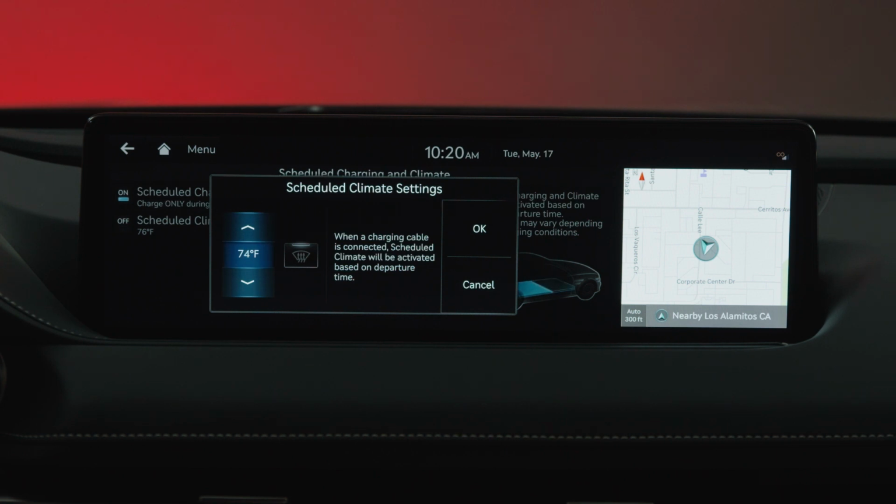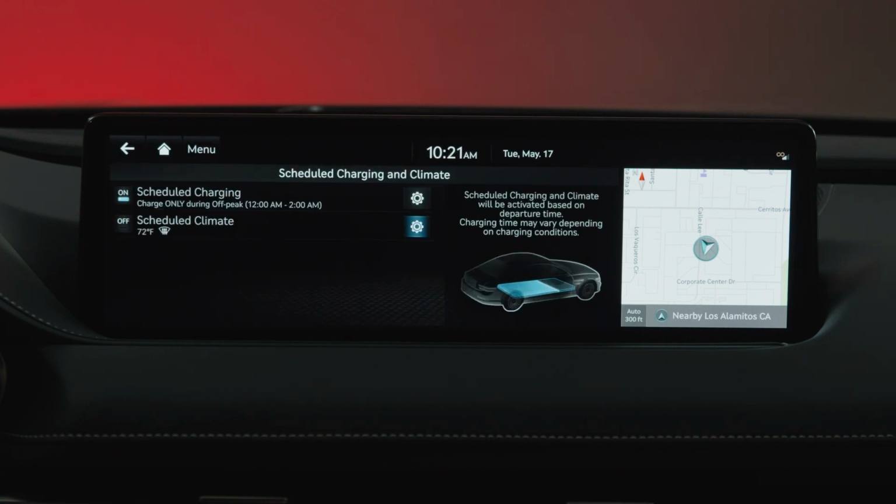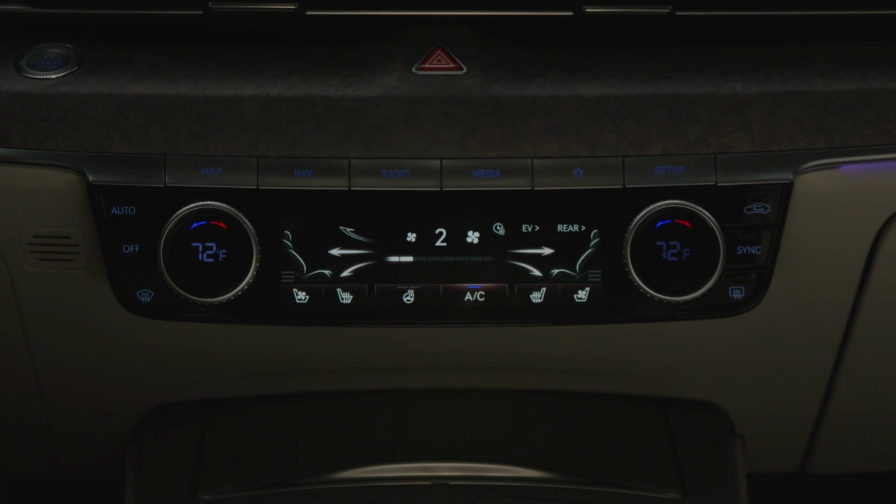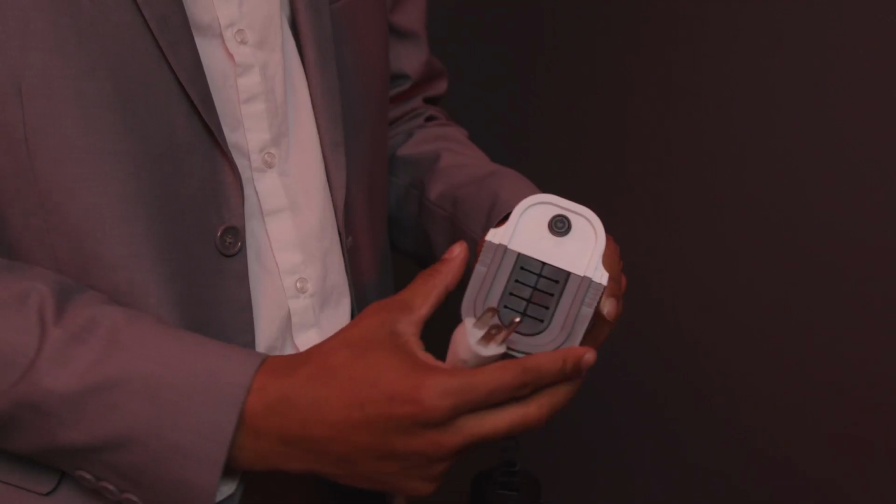When the temperature is set while the charging cable is connected, the intended cabin temperature will be ready by the time you depart with the vehicle. Please keep in mind that the vehicle will start adjusting the cabin temperature approximately 30 minutes before departure.